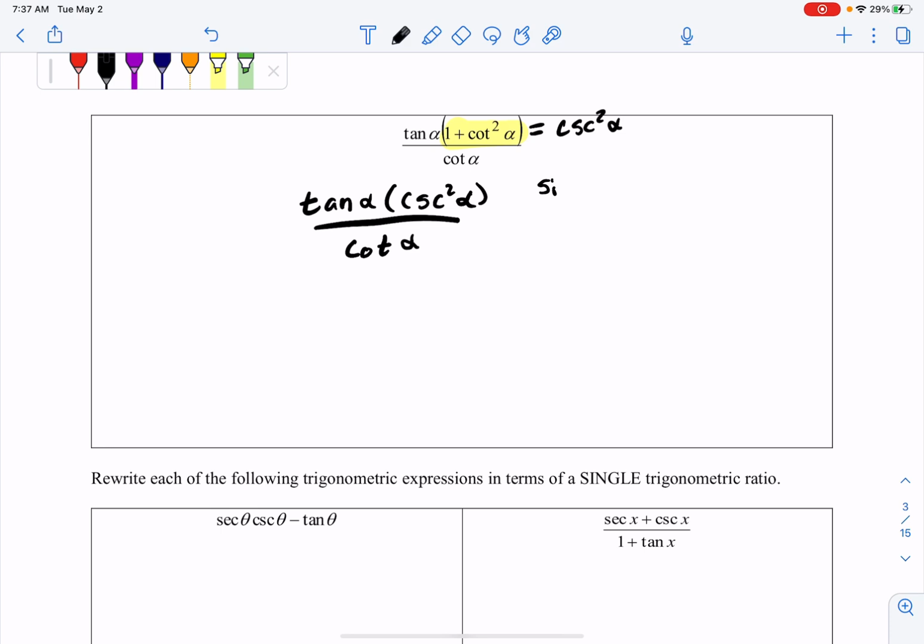So tangent we're going to rewrite as sine alpha over cosine alpha, because that's what tangent is equal to. And cosecant squared alpha we can rewrite as 1 over, and it's being multiplied, so that's why I put the multiplication, 1 over sine squared alpha. And then this is all being divided by, and again, because I don't like that double line business, I'm going to put the division symbol. We are dividing by cotangent, which is a ratio of cosine alpha over sine alpha.